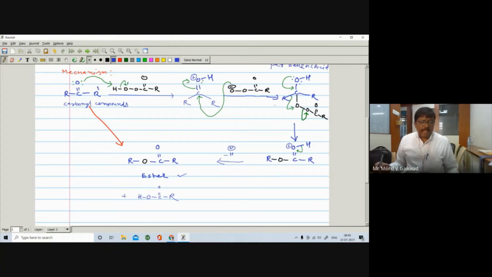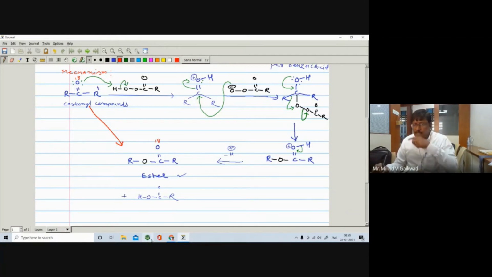Here in this case, suppose I write the same example, and the oxygen in the starting compound is labeled oxygen, O18, the isotope of oxygen. It is observed that the oxygen found in the ester is also O18, which means the CO group is again from your carbonyl compound. So that is the mechanism of the reaction.